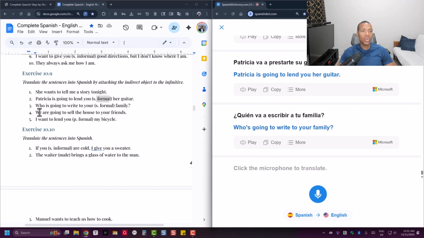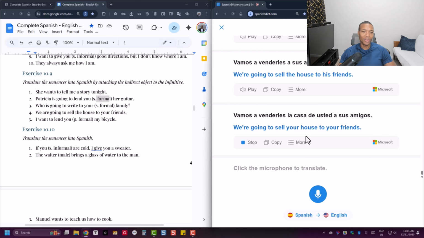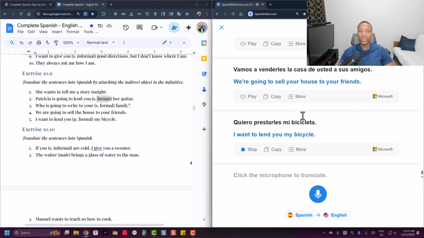We are going to sell the house to your friends. Vamos a venderles a sus amigos la casa. We're going to sell the house to your friends. A sus amigos, to your friends. Vamos a venderles la casa de usted a sus amigos. We're going to sell your house to your friends, just to be precise. I want to lend you my bicycle. Quiero prestarles mi bicicleta. I want to lend you my bicycle.